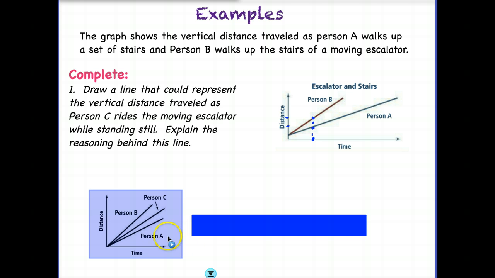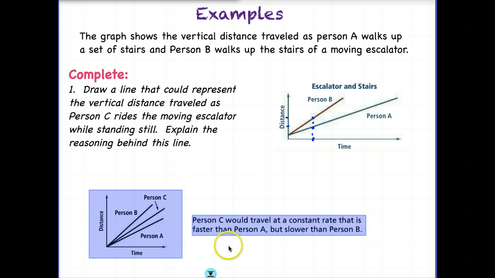Okay, so let's look at that. I drew the line right in the middle because here's what we know. Person C is still riding the escalator, so is going to cover greater distance over time than person A, but not as much distance as person B. And that would be in our explanation here. Person C would travel at a constant rate. That is faster than person A, but slower than person B.